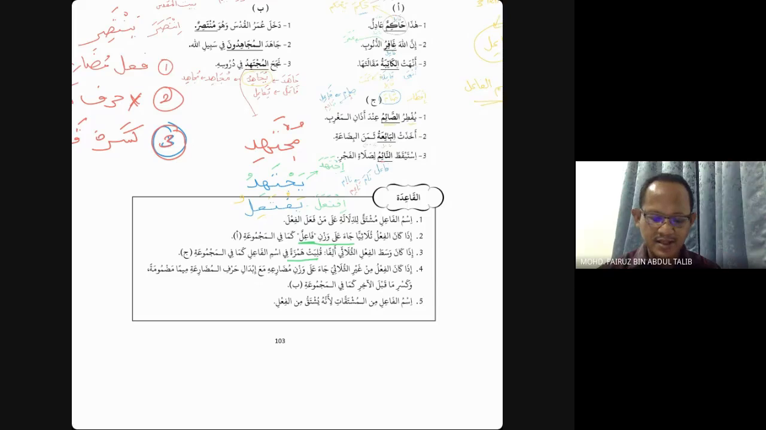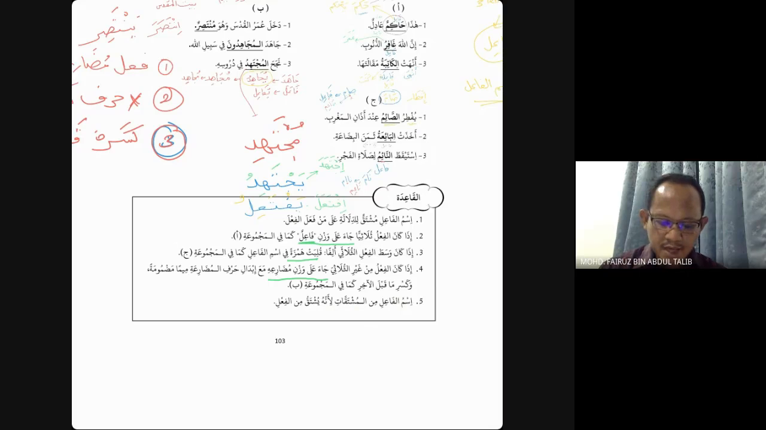And number 4, this is for the second way. إذا كان الفعل من غير ثلاثي, if the verb is not a 3-letter fi'l, what is the rule? It says جاء على وزن مضارعه. It must follow the wazan of its mudari. You just change it to mudari. That is number 1: change to mudari, or you follow the wazan of mudari. It's up to you. You can follow the wazan or you just change it to mudari. Of course, in the end, you need to refer to the wazan as well.